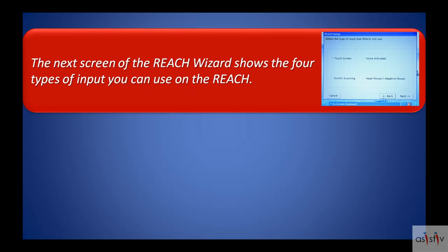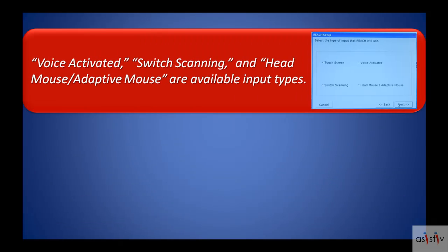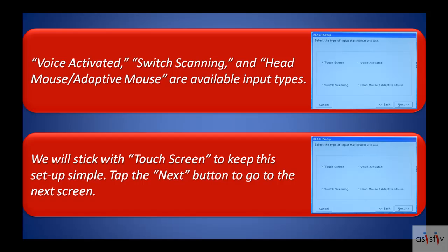The next screen of the Reach wizard shows 4 types of input that you can use on the Reach. You will always have the option of touchscreen no matter what type of input you choose. Voice activated, switch scanning, and head mouse adaptive mouse are available input types. We will stick with touchscreen to keep this setup simple. Tap the next button to go to the next screen.